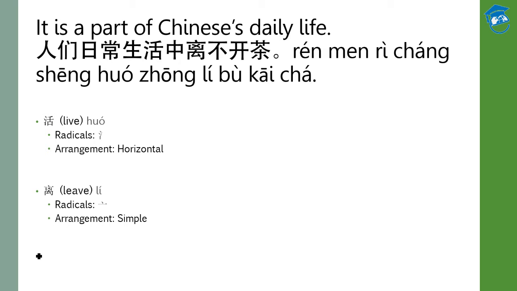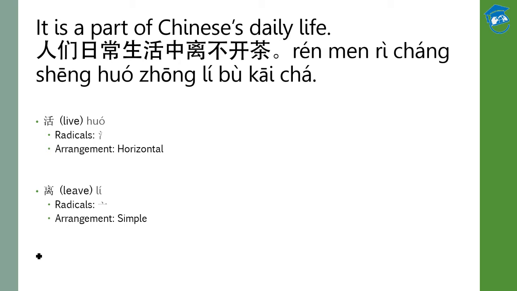Okay, zhong you have learned this as in 中国, which means middle or central. So 中 is like in, the preposition in. Okay, so it is to say in daily life. 日常生活中. Li is leave, but when it's combined with kai, it becomes 离开, means to leave, to move away from something. And to say 离不开 is to say you can't leave something.